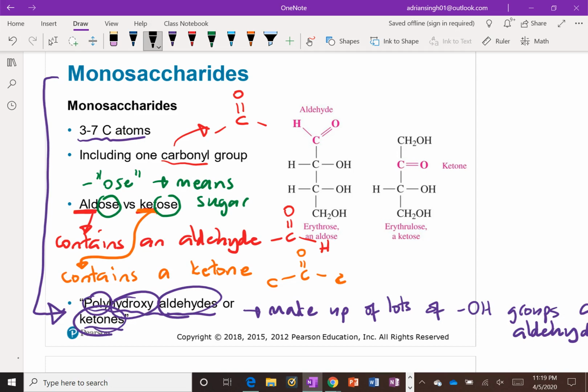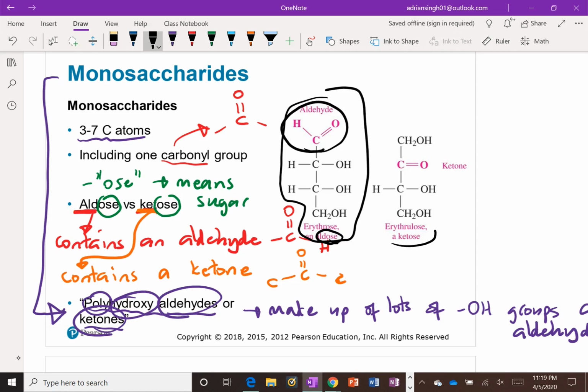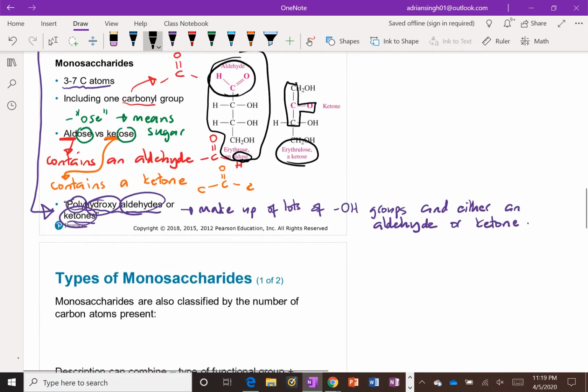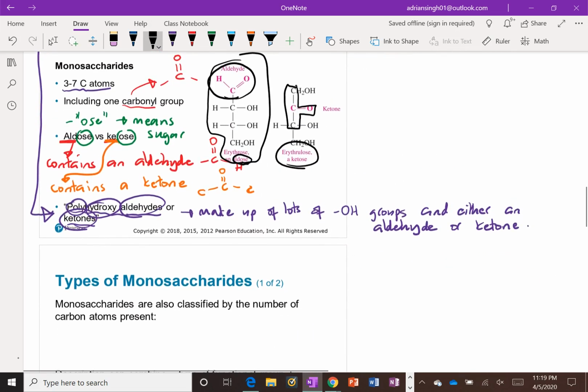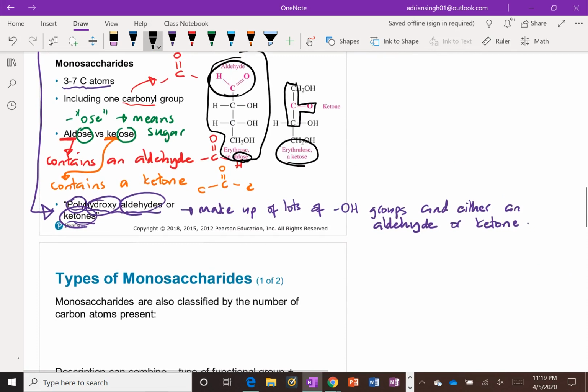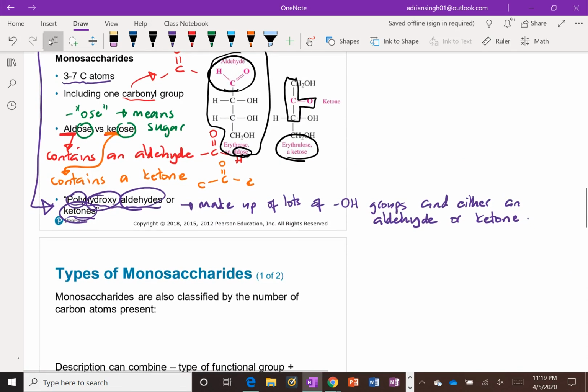As a couple of examples, here we have erythrose, which is an aldose, so it's a sugar that has an aldehyde group. There's a C double bond OH. And there's erythrulose, which is a ketose, and there's your ketone functional group right here. So a carbonyl between two carbons makes it a ketone. So we can identify our monosaccharides as having an aldehyde, aldose, or a ketone functional group, ketose.